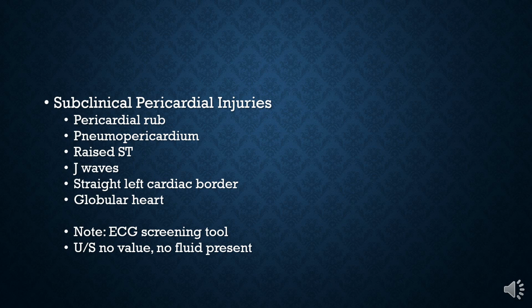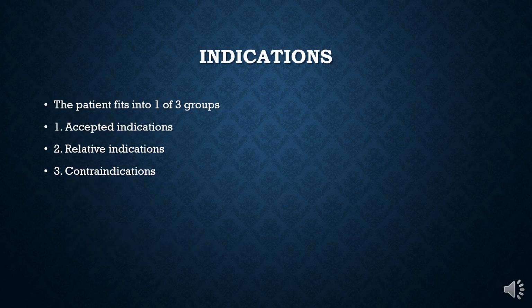Subclinical pericardial injuries: pericardial rub, pneumopericardium, raised ST, J waves, straight left cardiac border, globular heart. ECG is a screening tool, and ultrasound shows no fluid present. The patient fits into one of three groups: accepted indications, relative indications, and contraindications.